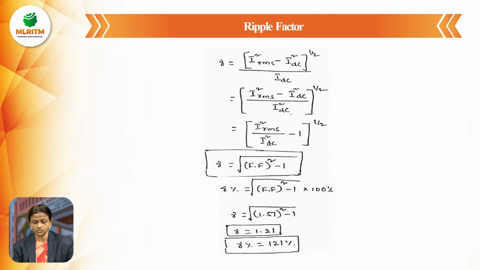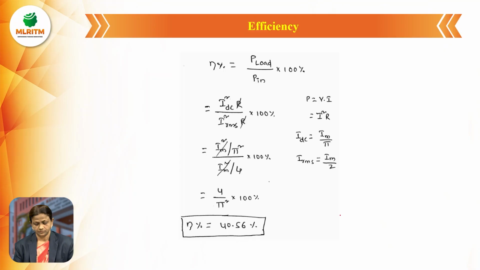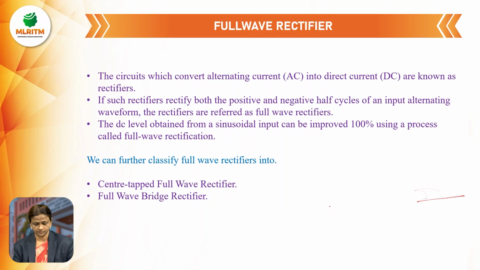What is (IRMS by IDC) whole square? It is nothing but the form factor square. Form factor value is already calculated. Now substitute that form factor value in this formula. Therefore, gamma equal to square root of form factor whole square minus 1. What is the form factor value? 1.57 whole square minus 1. That value equal to 1.21. So, the ripple factor value for the half-wave rectifier is 1.21. Efficiency value, this value is already calculated.